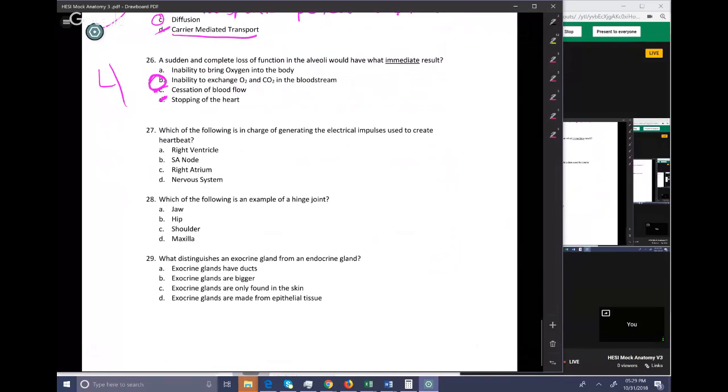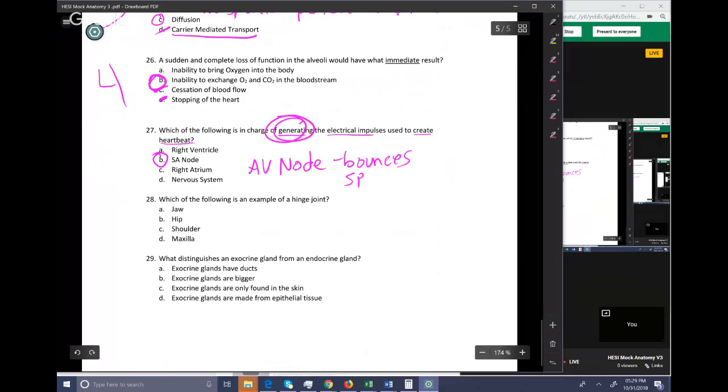27, which of the following is in charge of generating the electrical impulses used to create heartbeat? That would be the SA node. Now you'll notice I didn't put the other node. There are 2 nodes in your heart. One of them generates, the other essentially bounces the signal from the one that generates. So the AV node bounces the signal from the SA node. The SA node generates the impulse. The HESI is not super duper picky about this, so I don't think they'd ever put SA and AV node to where you had to not just remember that it's a node, but which one it is.